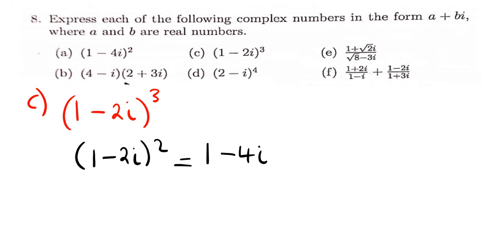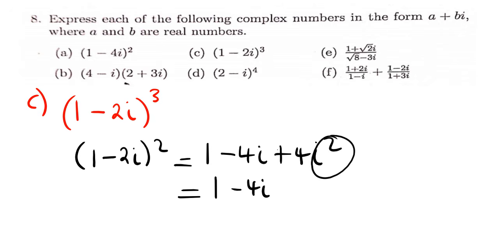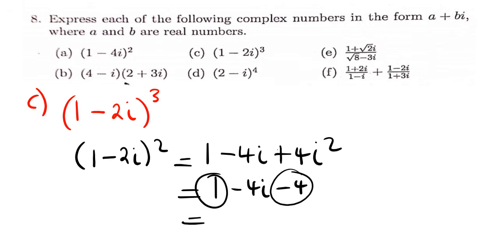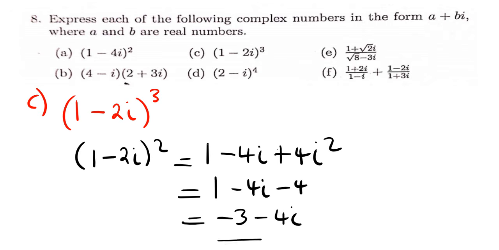Then the last part, I'm supposed now to square the negative 2i. If I square negative 2, I'm going to have positive 4, then I've got i squared. Then when I solve this, I've got 1 minus 4i. Now i squared, we've said, gives us a negative, so I'm going to have negative 4. Now 1 minus 4 gives me negative 3. So I'm going to have negative 3 minus 4i. This is what I have.